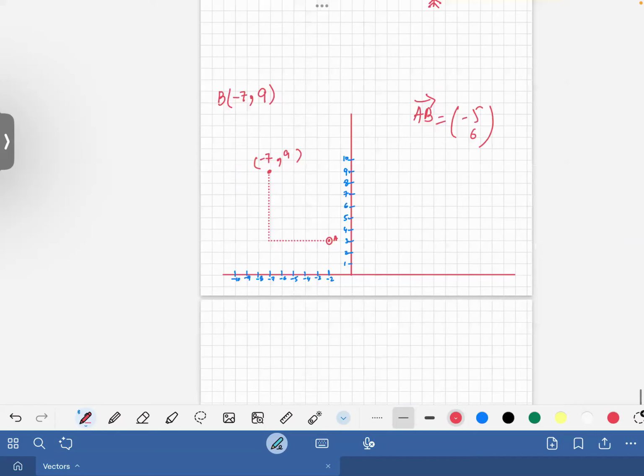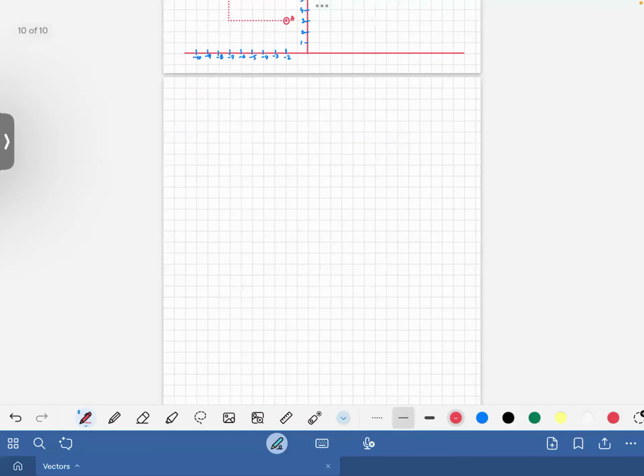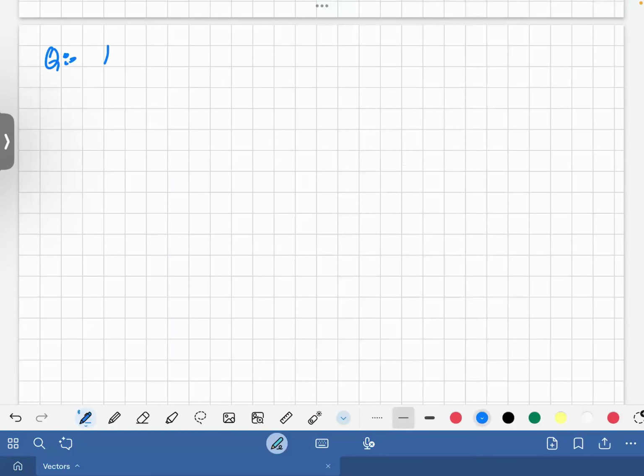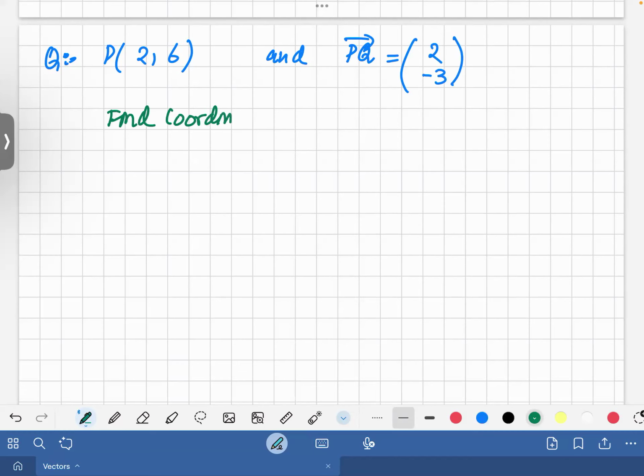Let's try one question more. Question. The coordinate of point P is 2 and 6 and PQ is 2 and -3. Okay. Mohit, find coordinates of Q.